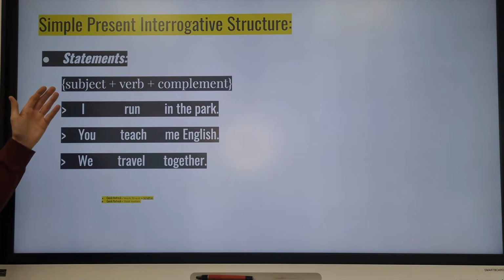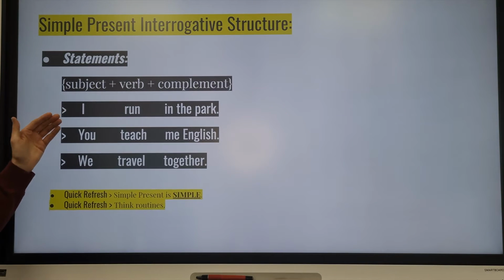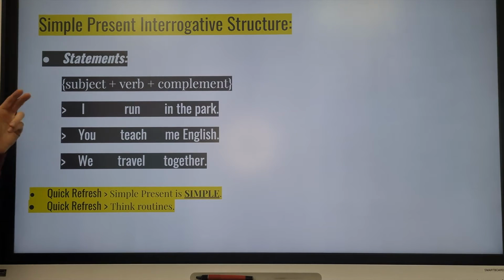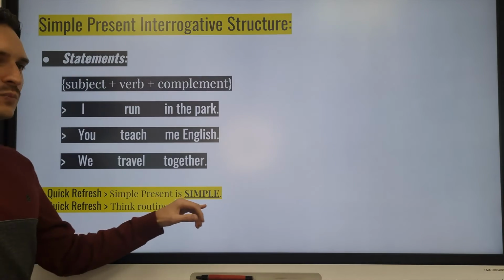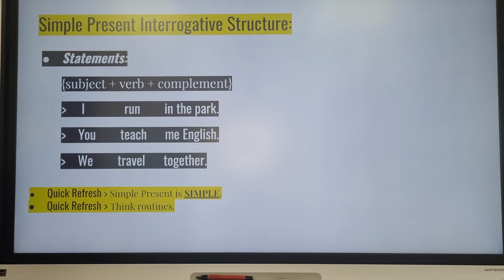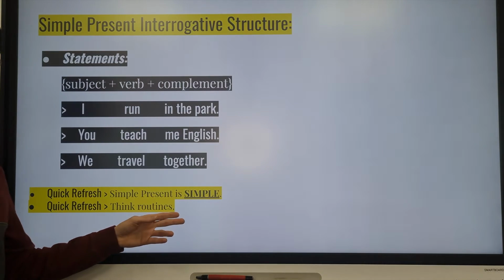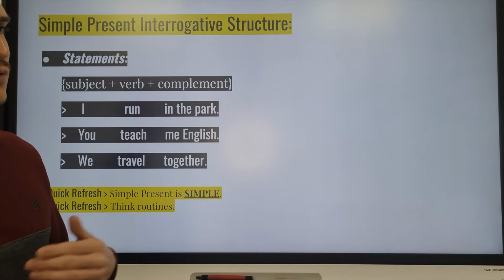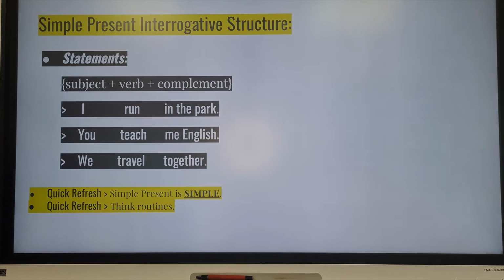We've looked previously at statements, how to make a simple present sentence. For example, I run in the park. You teach me English. We travel together. Remember that the simple present is simple. That means keep it simple, nothing complex yet. And think routines. I do it every day, I do it every other day, every weekend, things like that.